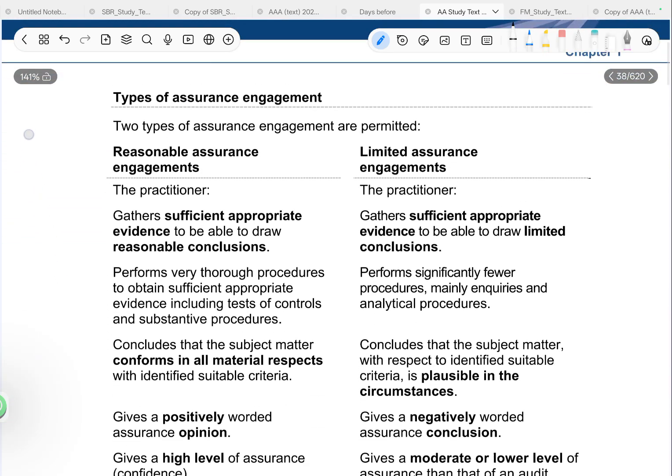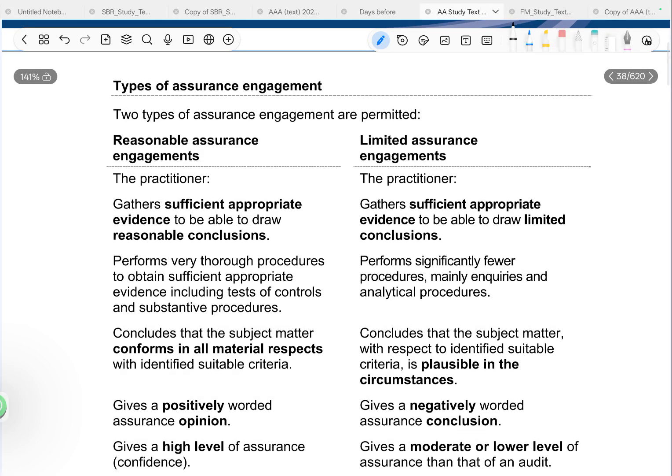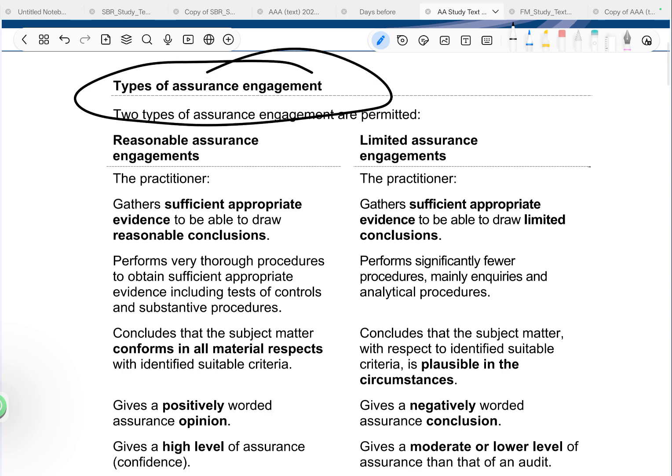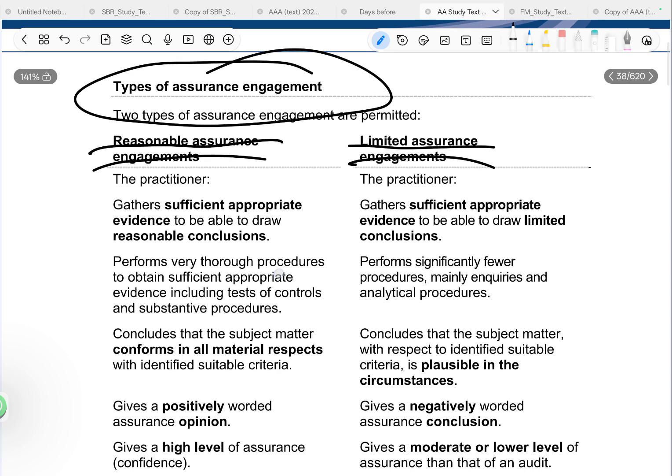Alright, so let's move to something very important for exams, the types of assurance engagement. There are only two types, so if you remember these clearly, you'll score easy marks. The two types are reasonable assurance engagement and limited assurance engagement. Now let's understand in a very simple way. One gives high confidence and the other gives moderate confidence.